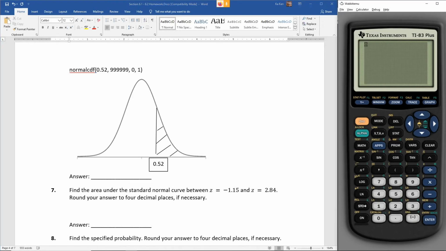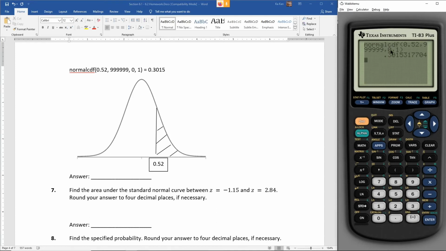So let's check it out. Second, normal CDF, 0.52, comma, 999,999, comma, 0, comma, 1. And that should do it. So I have 0.3015. Pretty easy, right?